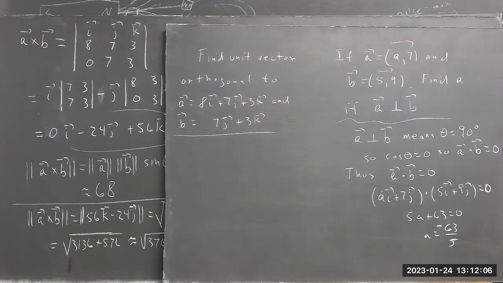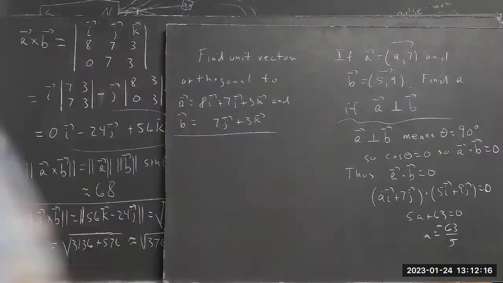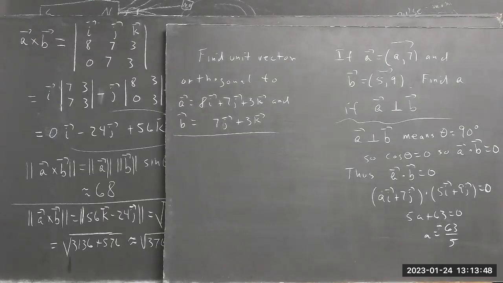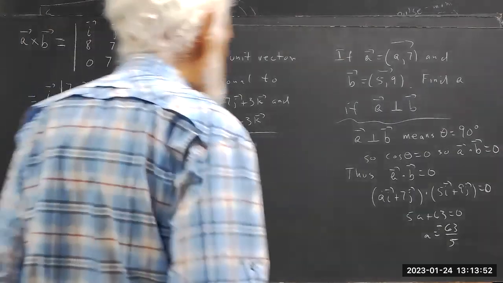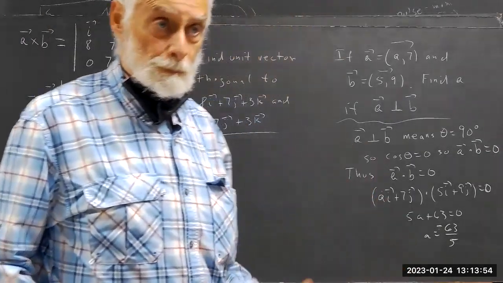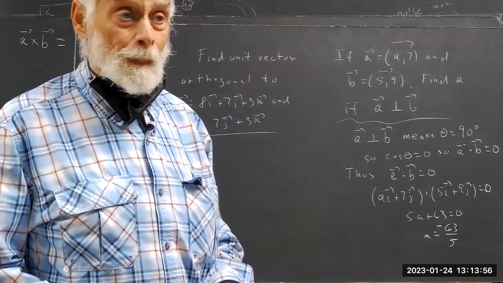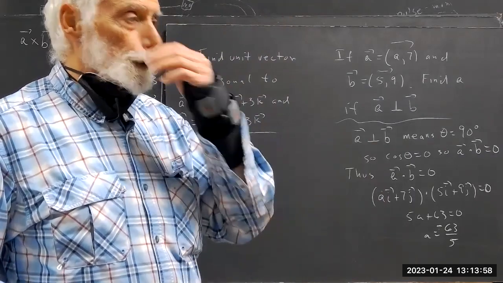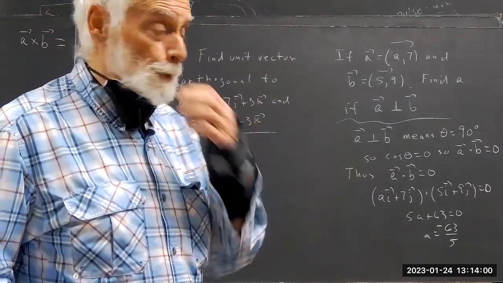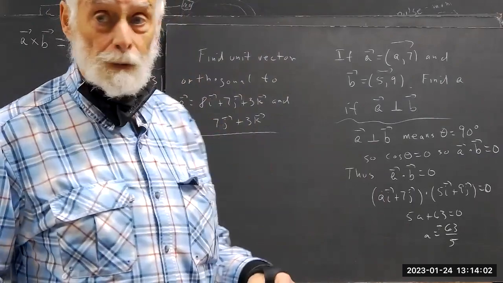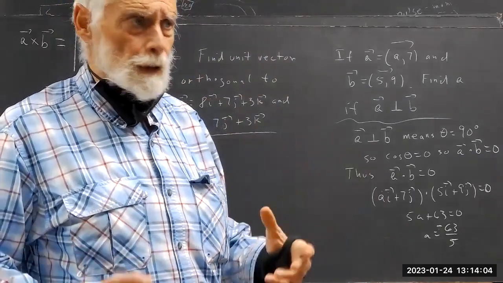Now, two things. If you got a vector, how do you get a unit vector in the same direction? Don't say anything. Talk about it for a minute. Okay, so I posed the question. How do you get a unit vector perpendicular to two known vectors? Because that's what I'm asking you to do. You can break that down into two questions.